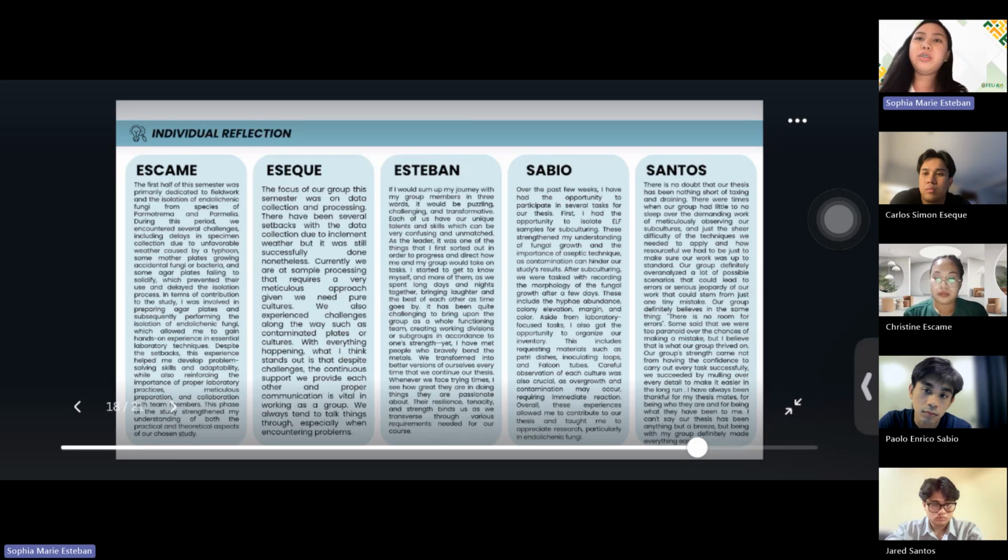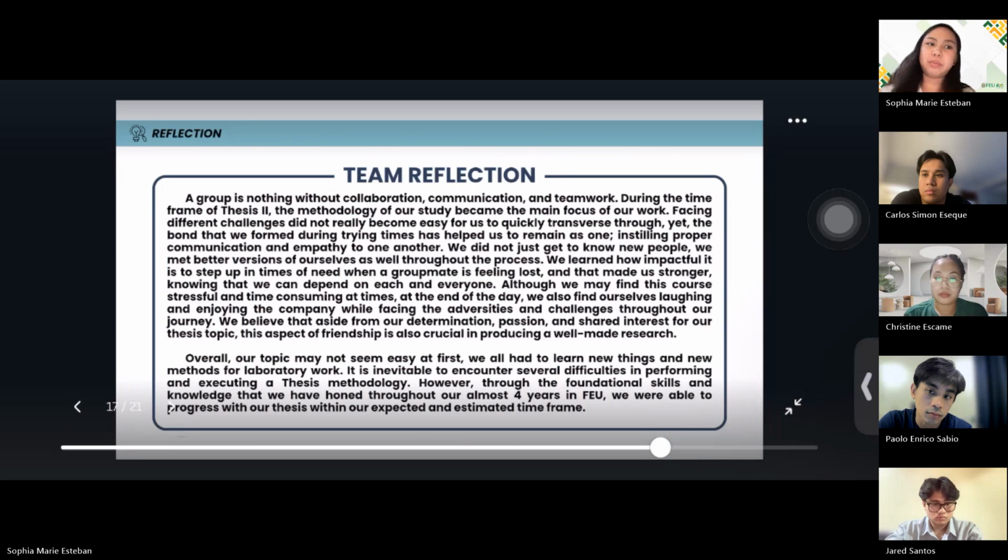Before moving on to the team reflection, we present here our individual reflections, which were submitted by all the members. In summary, our team reflection is that a group is nothing without collaboration, communication, and teamwork. During the time frame of Thesis 2, the methodology of our study became the main focus of our work. Facing different challenges did not really become easy for us to quickly traverse through.